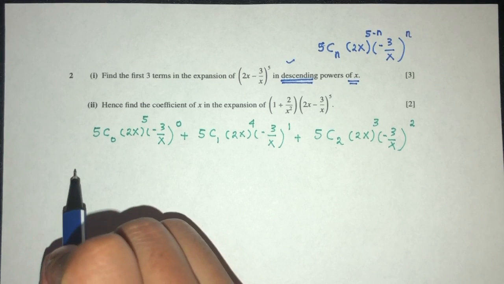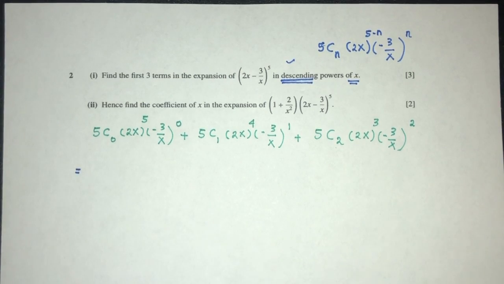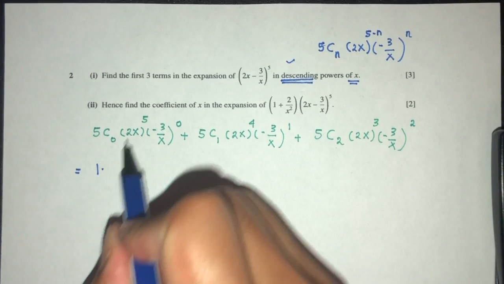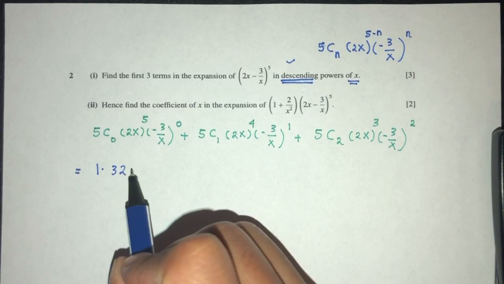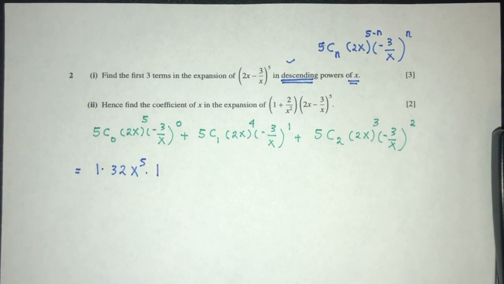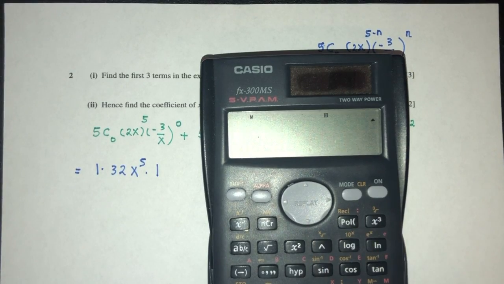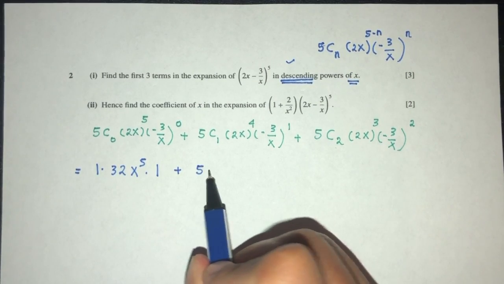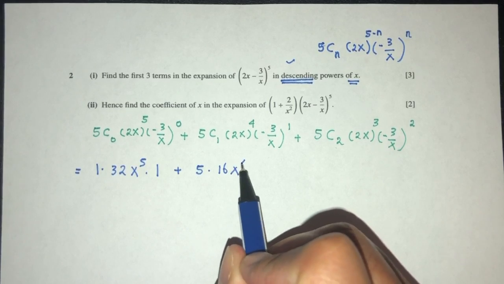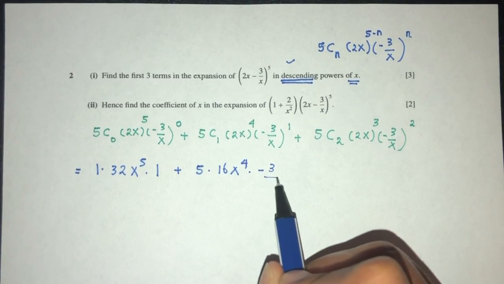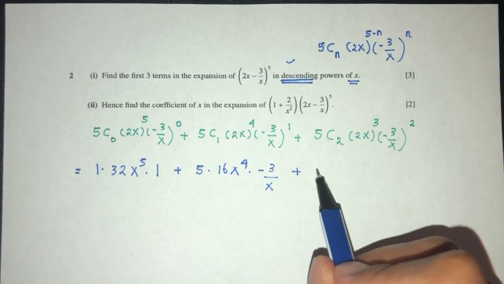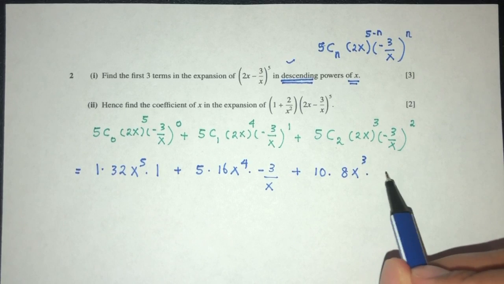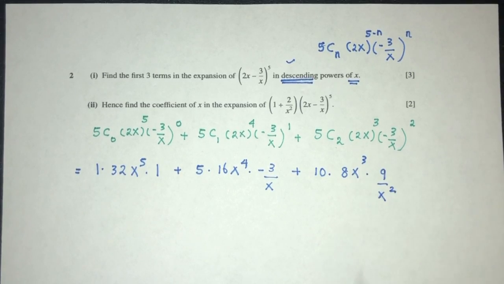So let's do that. 5 choose 0 is what? 5 choose 0 should be 1. 2 power 5 is 32. x power 5, and that should be 1. So let's check, 2 power 5 is 32. That is good. Now 5 choose 1 is 5. This will be 16, x power 4. Here we have minus 3 over x. Plus 5 choose 2 is 10. That should be 8, x power 3. That should be 9 over x squared.